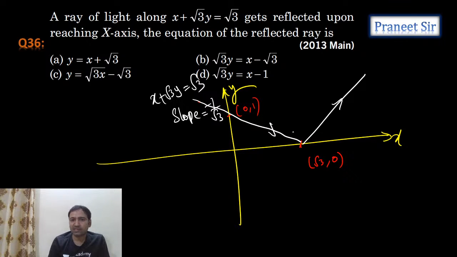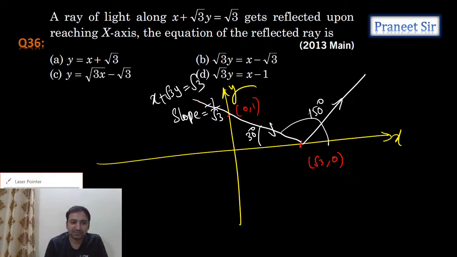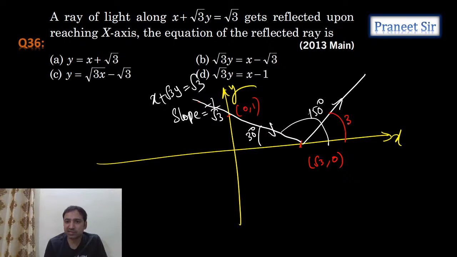That means, what is the total angle, guys? Total angle is 150 degrees. That means this angle is 30 degrees. If this angle is 30 degrees, then this angle is also 30 degrees. So the slope of this reflected ray is 1 by root 3.